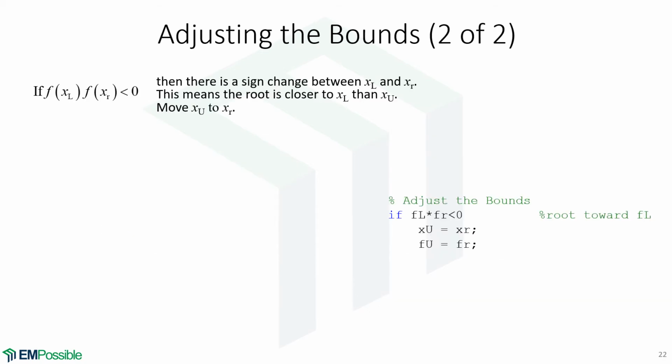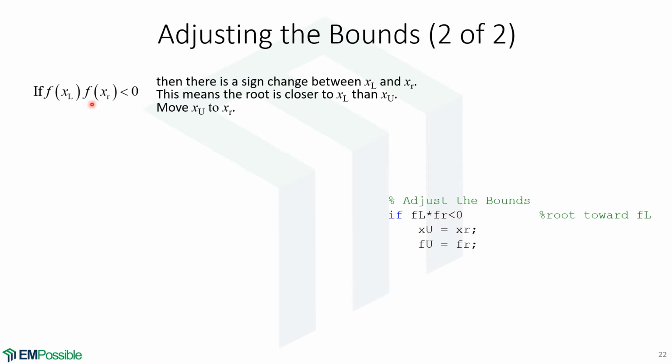Let's examine how we can do this algorithmically. Is that a word? It is now. So what we will do, we will take the function value evaluated at the lower bound and the function value evaluated at the root. Both of these we should have already evaluated, and we'll multiply those together. And we're not too concerned really about the values. We're concerned with the sign of these.